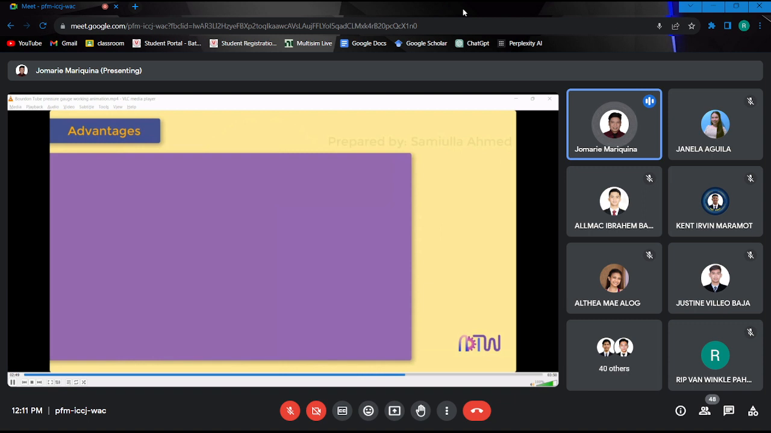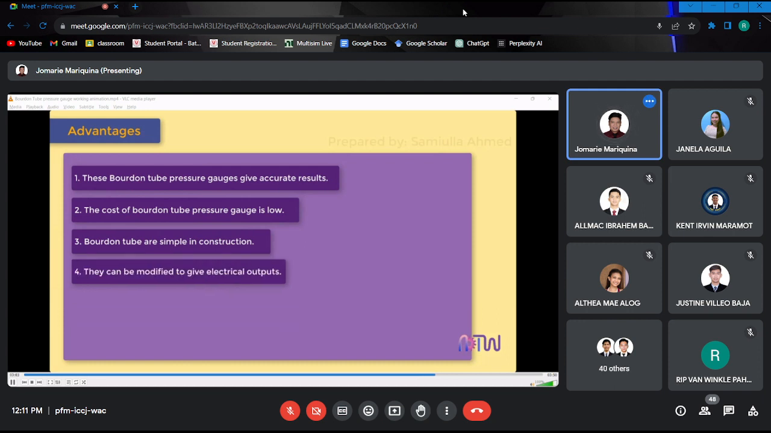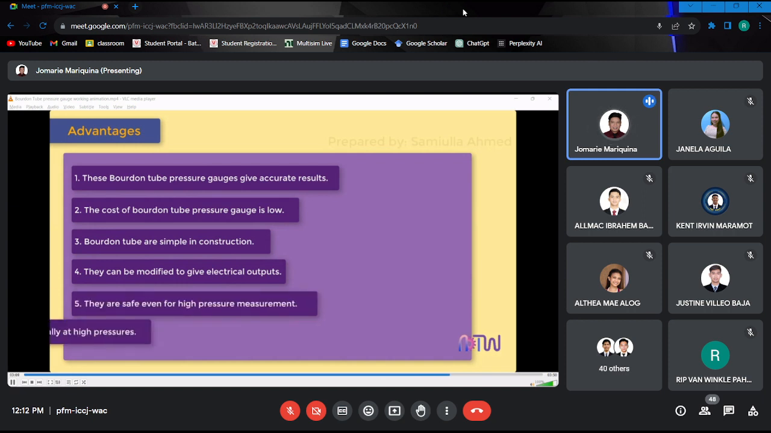Advantages of Bourdon tube pressure gauges. Two, the cost of Bourdon tube pressure gauges is low. Three, Bourdon tubes are simple in construction. Four, they can be modified to give electrical outputs. Five, they are safe even for high pressure measurement. Six, accuracy is high, especially at high pressures.